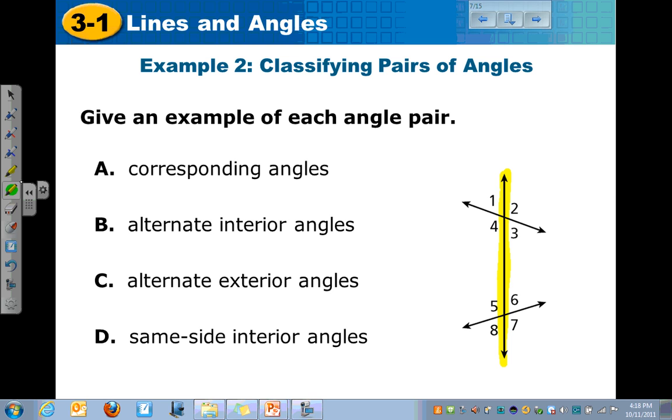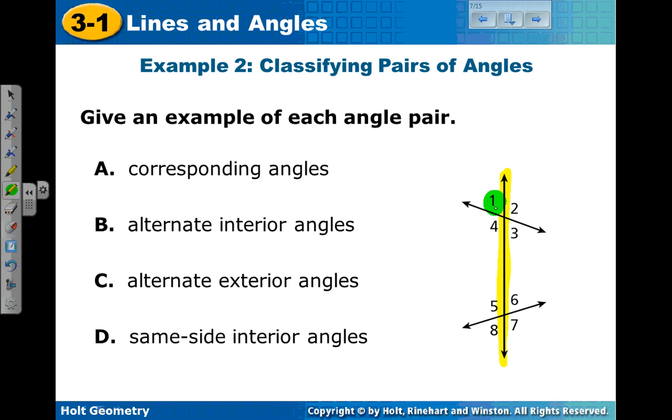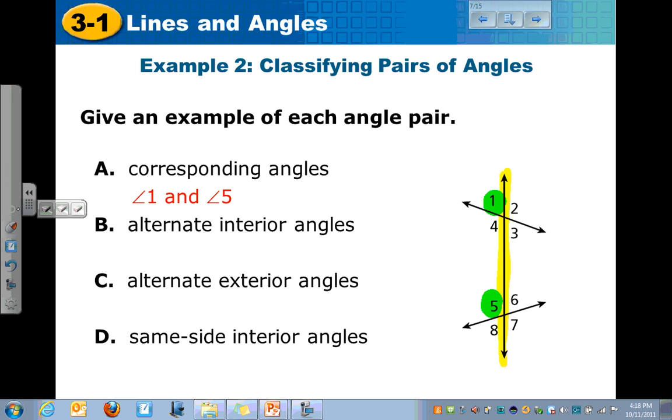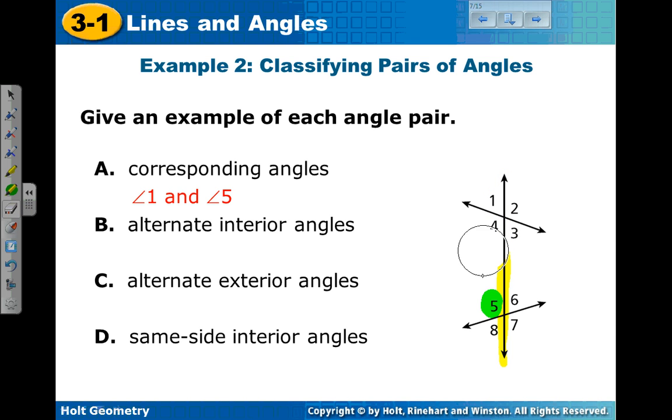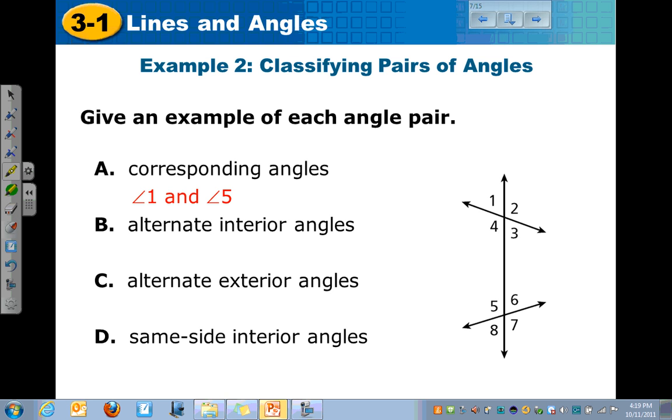Corresponding angles. So we want the angles that are on the same side of the transversal and in the same place in reference to the other two lines. So angle 1 and angle 5 are corresponding. Angle 4 and angle 8 are corresponding. 2 and 6 and 3 and 7. Let's see which ones did they write. 1 and 5. Good. The ones I highlighted. How convenient.